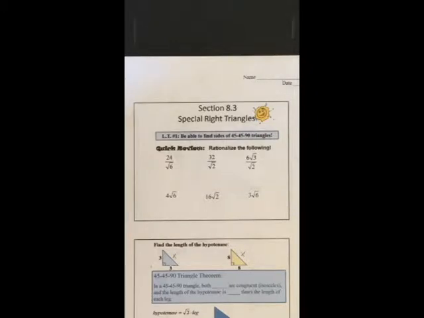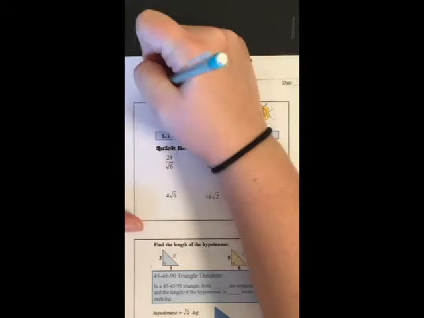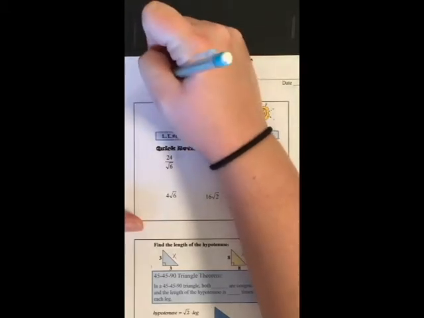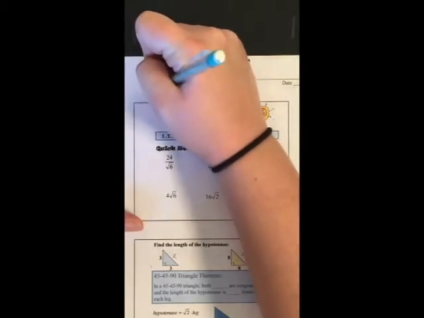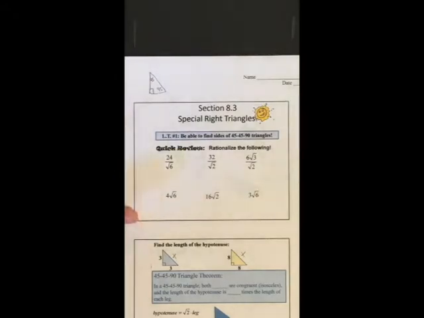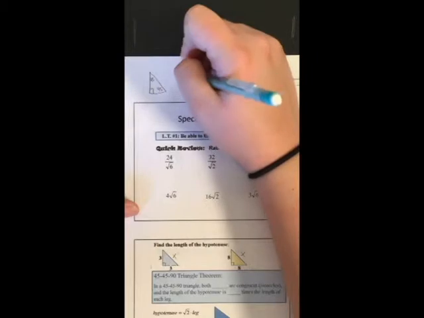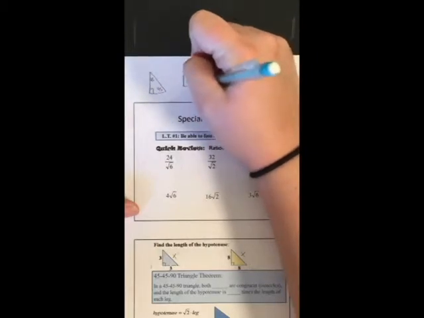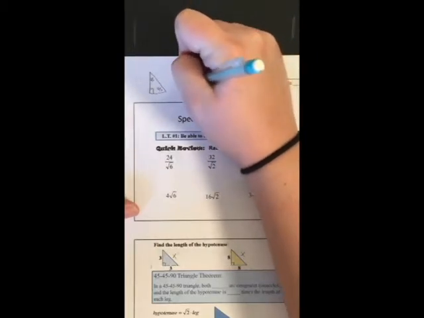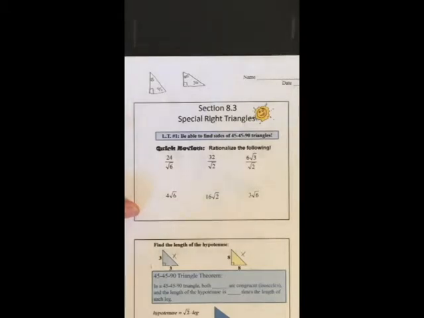So in your video you learned about two types of special right triangles. You learned about triangles that have 45, 45, 90, and that's talking about the angles are 45, 45, and 90. And you learned about triangles that have a 30, 60, 90 relationship between the angles.